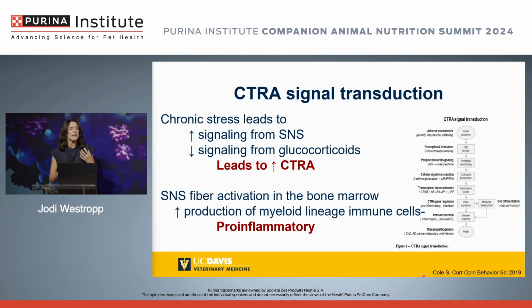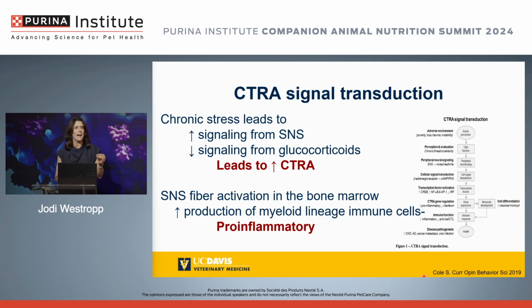What they found with chronic stress, no surprise, was increased signaling from the sympathetic nervous system and actually a decreased signaling from the glucocorticoids. This leads to that increased CTRA. Now, surprisingly, this is actually what we found in cats, right? And that kind of increased sympathetic nervous system, low HPA axis has also been documented in chronic fatigue syndrome and some fibromyalgia in humans.